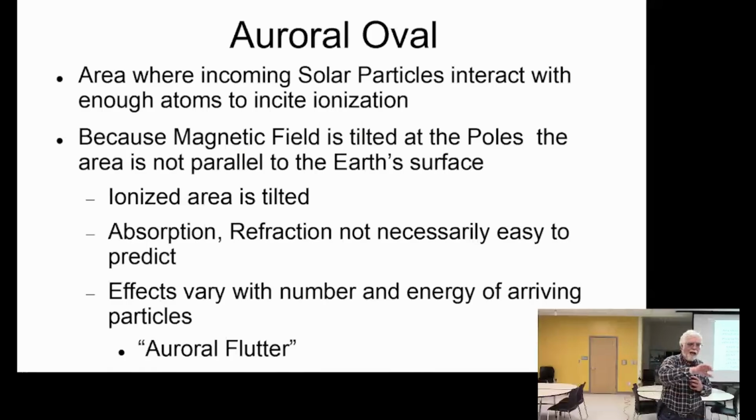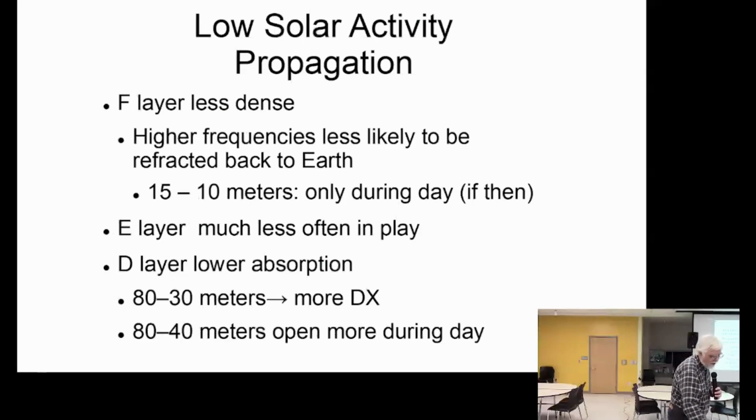Also, the way the path changes, you get multipath for one thing, and you get what we call auroral flutter. And I imagine most of you have heard of auroral flutter at one time or another if you've been on HF for any length of time. And that's when you get aurora in and the path of the signal you're listening to is being affected by auroral propagation. Okay, so that's all the different kinds of HF propagation.